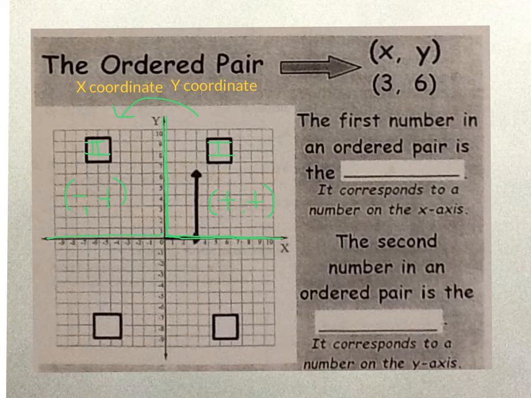Notice we're going counterclockwise, and then below that we have quadrant 3. Quadrant 3 has negative x values and negative y values. And to the right of that we have quadrant 4. Quadrant 4 has positive x values and negative y values.